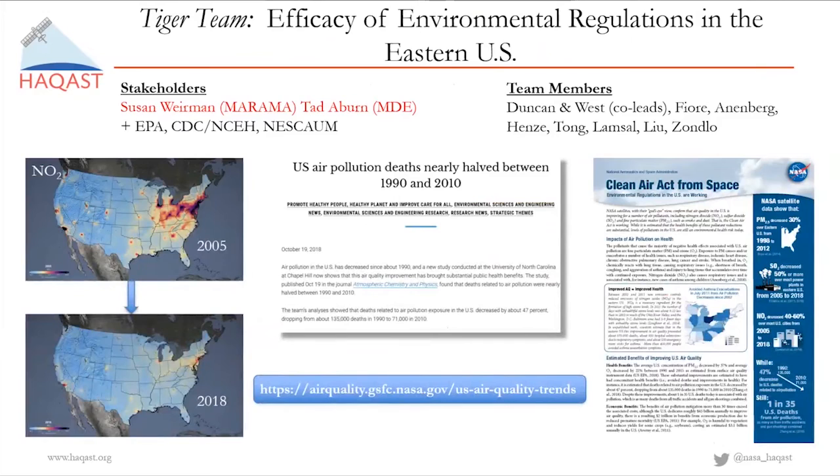I'm also very proud of the Tiger team I was co-leading with Jason West, another HACAS member. It was called Efficacy of Environmental Regulations in the Eastern U.S. At some point in 2016, I don't exactly remember, Susan Weirman of Marama and Tad Abram at MDE, the Air Quality Agency in the Northeast, saw me at a meeting and said, Bryan, can you use satellite data to show that air quality is improving in the Eastern U.S.? And can you also estimate the benefits of these air quality improvements on human health?